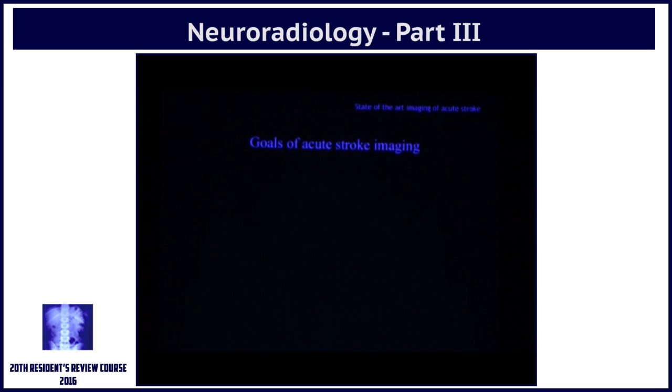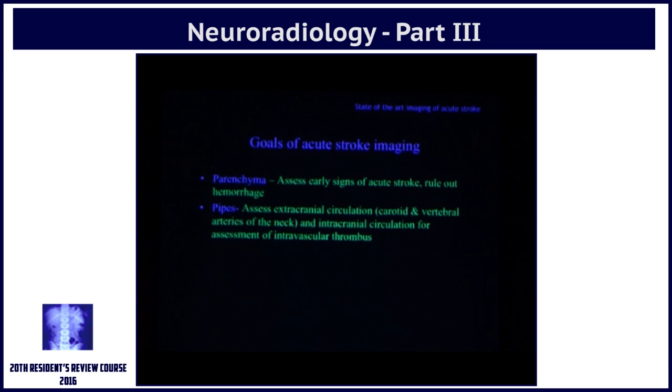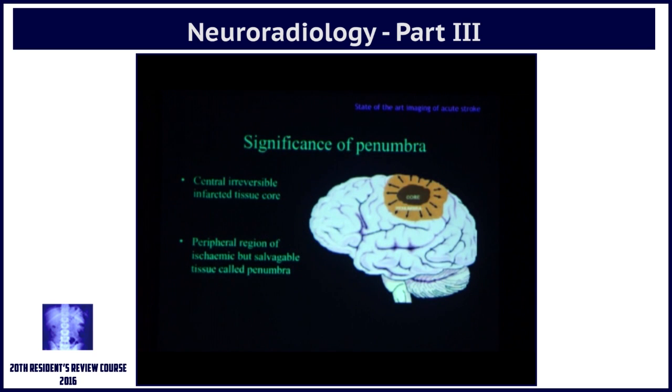In other words, the goals of acute stroke imaging are the 4 Ps. We assess the parenchyma and rule out hemorrhage, assess the blood vessels or the pipes, do a perfusion study to see whether there is any penumbral tissue.